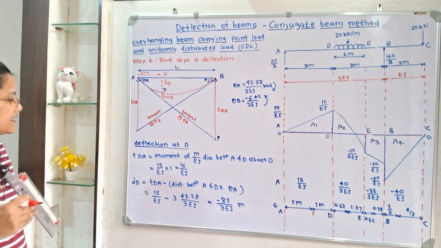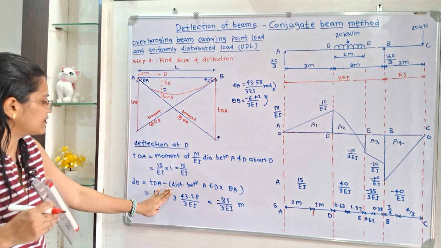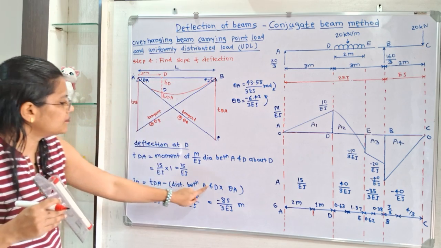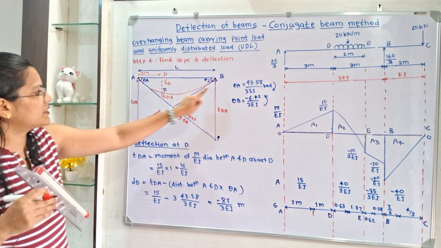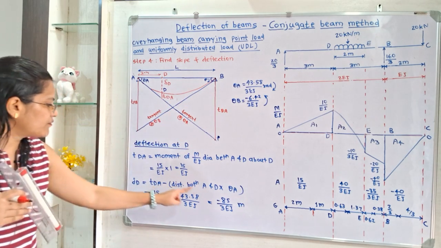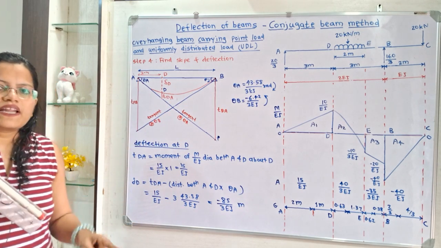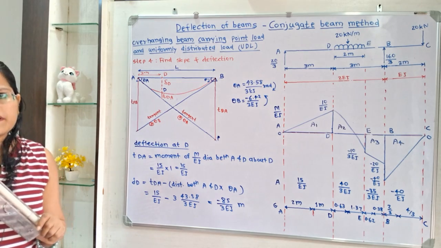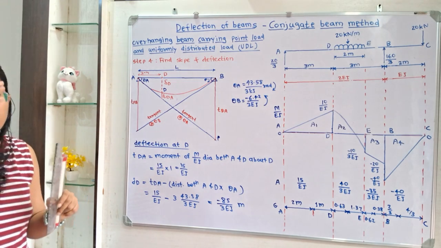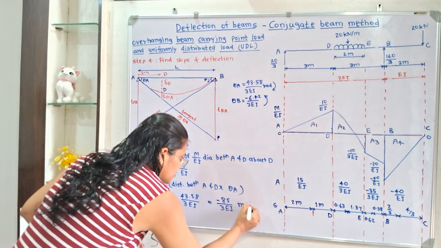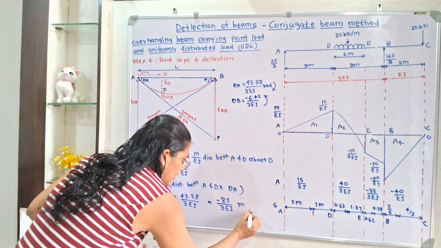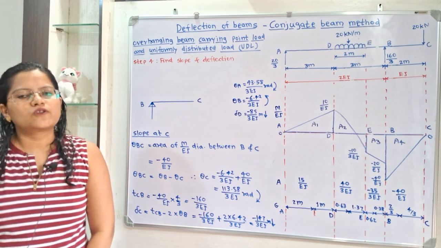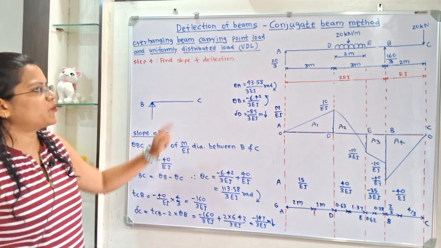So this is the TDA. Now we will calculate delta D. So TDA minus, now distance between A and D is 3 meter multiplied by theta A. So theta A is calculated. So when we calculate, then we will get this deflection in meter. So it is minus 85 by 3 EI meter. Now because of negative sign, we can say that this deflection is in the downward direction, and we have to show this direction also. Now we will calculate slope as well as deflection at point C.